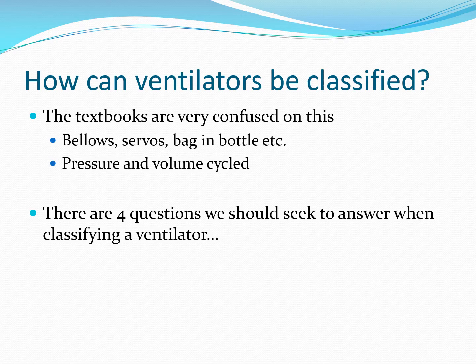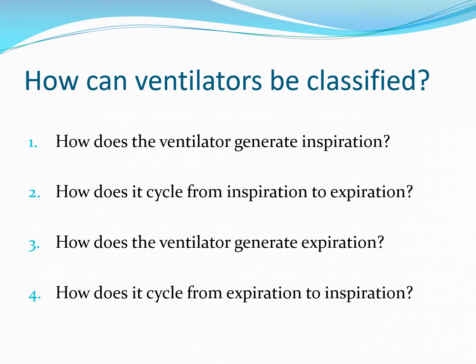So how are you going to classify them then? Well, one of the problems I ran into when I was training is the textbooks seemed so very confused on this topic. But you can simplify the whole system by asking yourself 4 questions. Firstly, how does the ventilator generate inspiration? Then, how does it cycle from inspiration back to expiration? How does the ventilator generate expiration? And that's why you need to remember that ventilator definition. And then finally, how does it cycle back from expiration to inspiration?